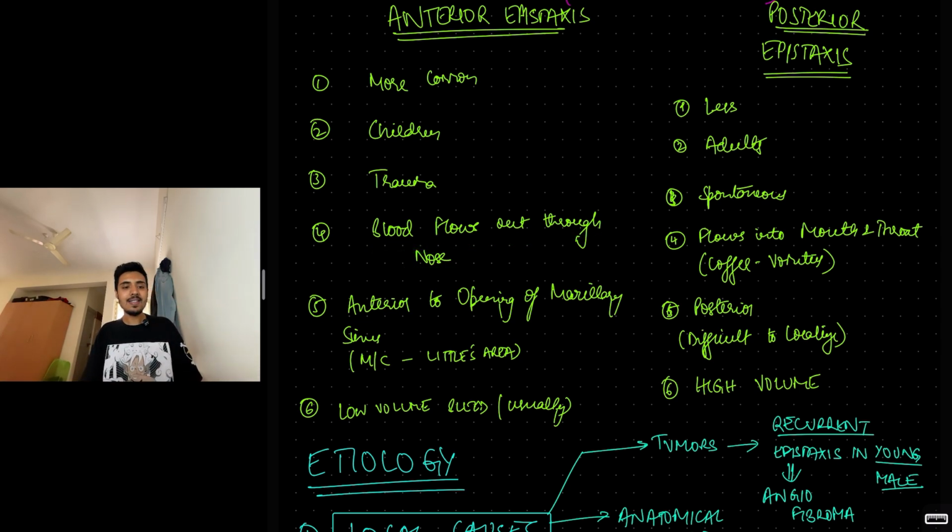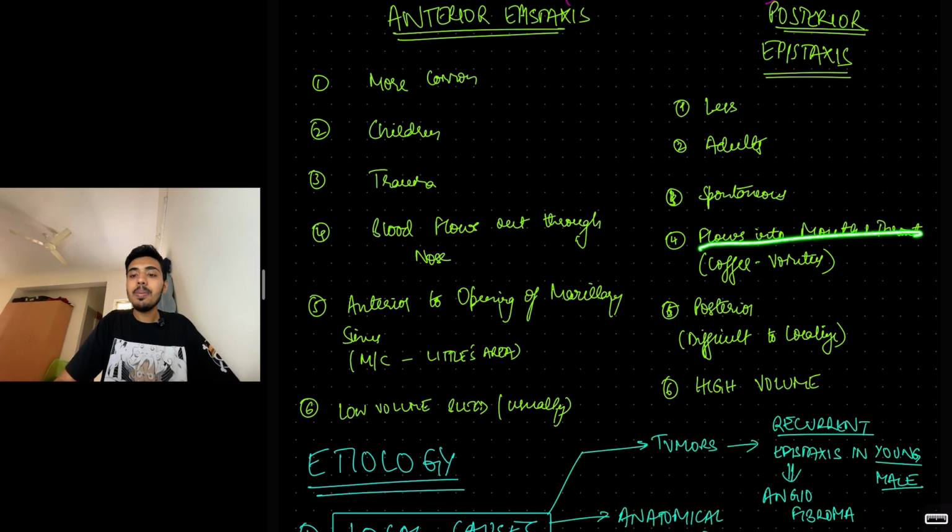Posterior epistaxis: the site of bleeding is posterior to the opening of the maxillary sinus, and this site is difficult to localize. You cannot localize where posterior epistaxis is. We know it is posterior to the opening of the maxillary sinus, but we don't know exactly where. And here the blood flows more into the mouth and into the throat.